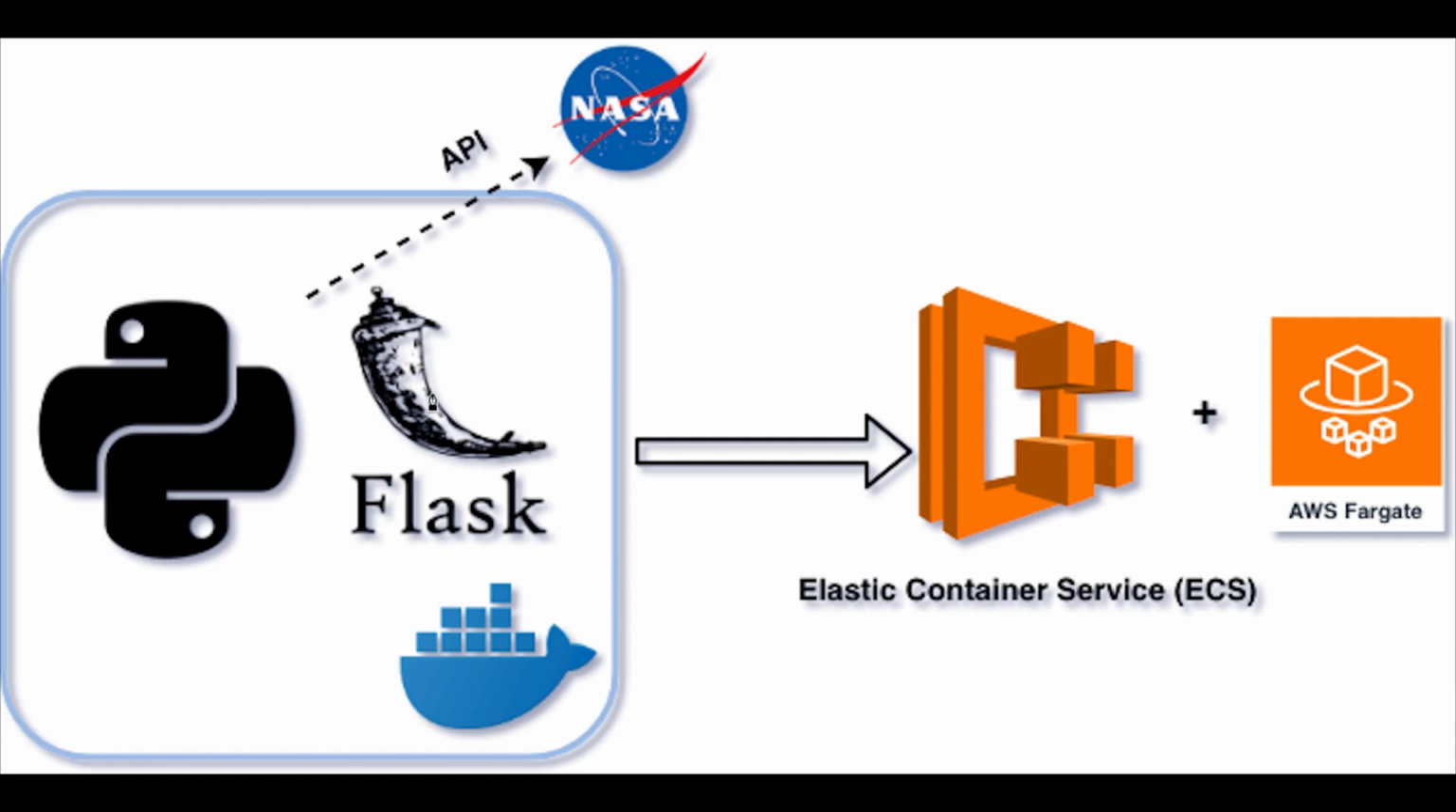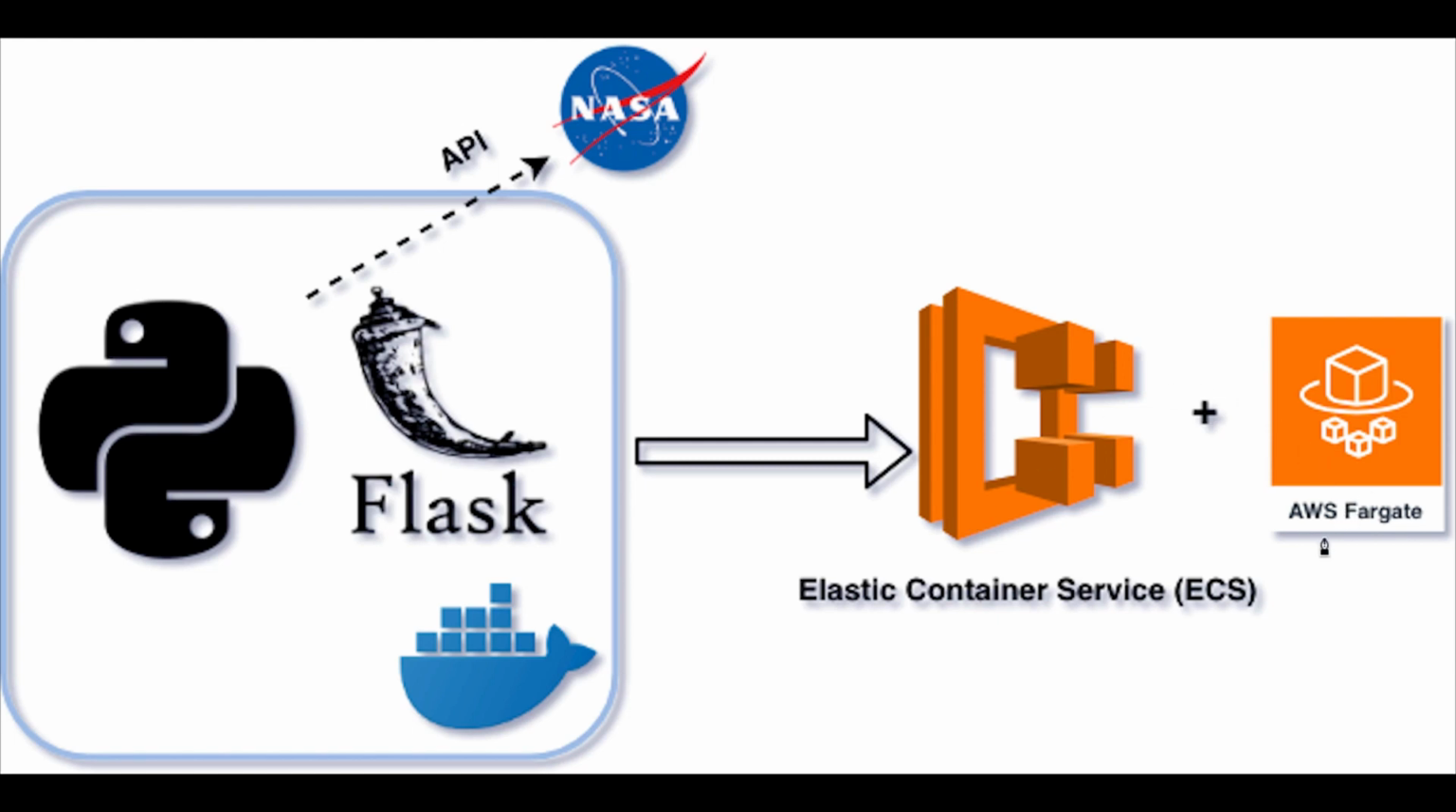Now in this tutorial we're going to put that app into a Docker container, make sure it runs locally first, then we're going to push it to Amazon Elastic Container Service, and we'll use AWS Fargate.